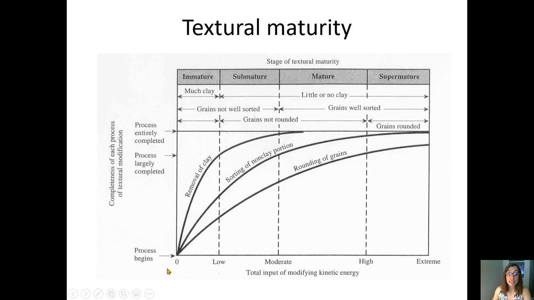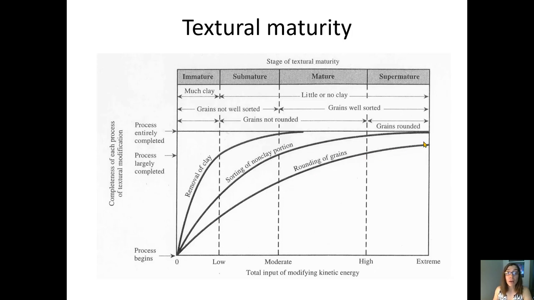So the process begins here. And the first thing that's going to happen is you're going to be removing your clays. Those are going to get carried away downstream or out into the ocean. So then you're going to have the sorting of your non-clay portions, so the sorting of pebbles and granules and sand and silts, and then the rounding of grains. It takes a very long time to round all of your grains.